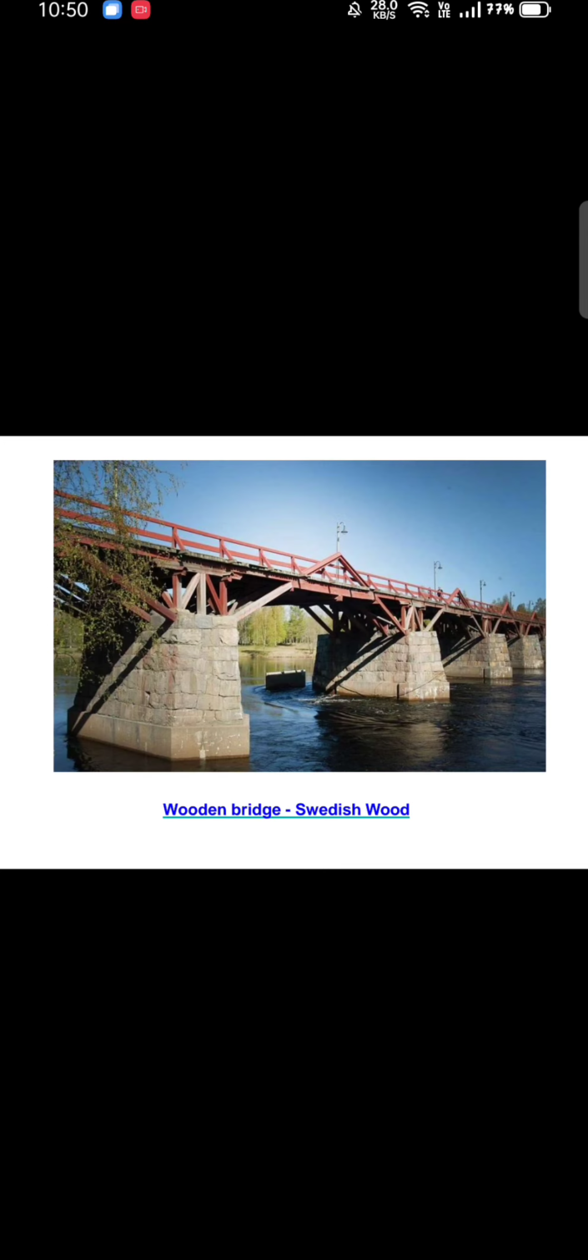Coming to the classification according to material, we have four different types of materials being used: timber, masonry, concrete, and steel. Now, coming to the timber or wooden bridge, you can see a Swedish bridge. It was an olden construction. It is supported by masonry, and it is only used for light motor vehicles.